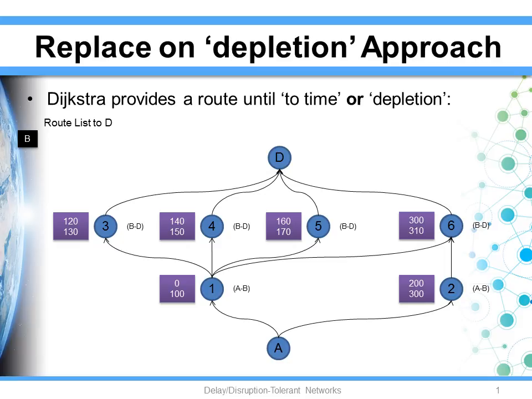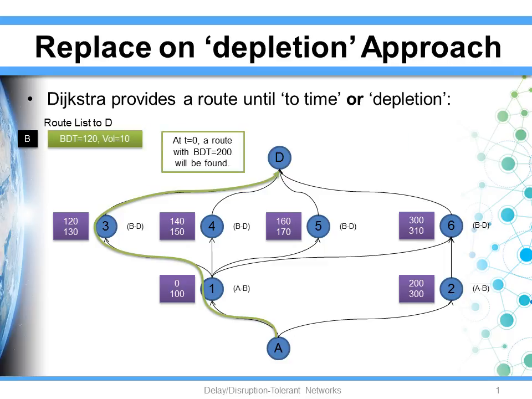So given the same contact graph, this would work something like this. Initially, at time 0, we find the best route with a best delivery time of 120. There is a mistake there in the slide. And with a volume of 10. And this is equal in both approaches.